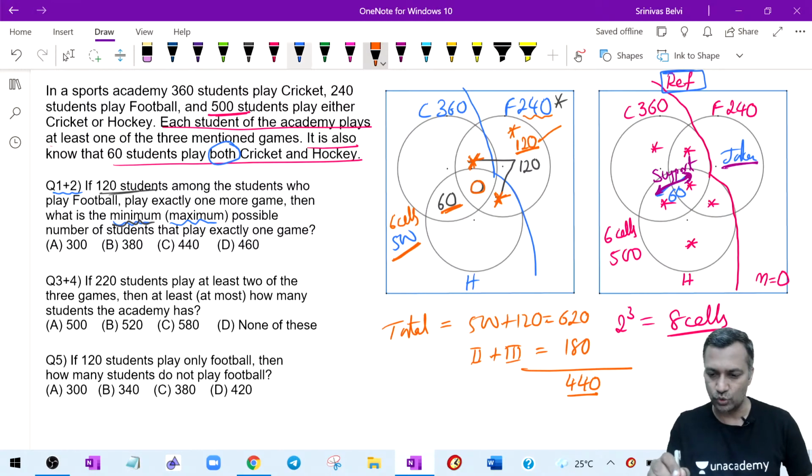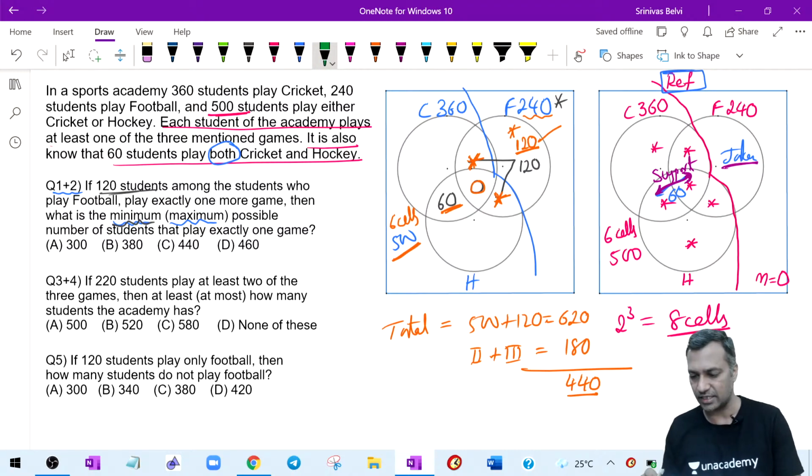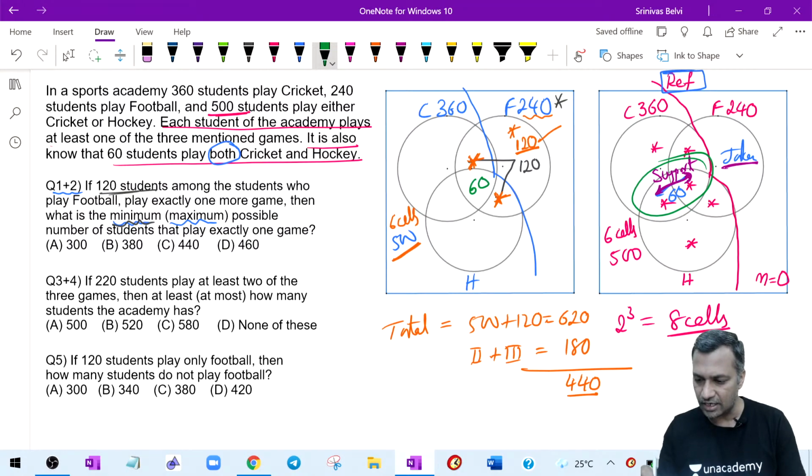This is one side of the story. Second side of the story. Listen to the second side of the story. What if I bring, this is a switch. I know this is the support. What if I write 60 here and I write 0 here?